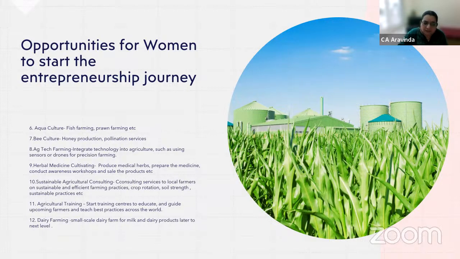Sustainable agricultural consulting. The government is also working more on renewable resources and sustainable ways. The United Nations SDG 2030 is the target, where the UN is keen on making countries adopt sustainable practices for the better living of the people. Through sustainable agricultural practices like crop rotation and soil strengthening, we can make the soil better for better produce.